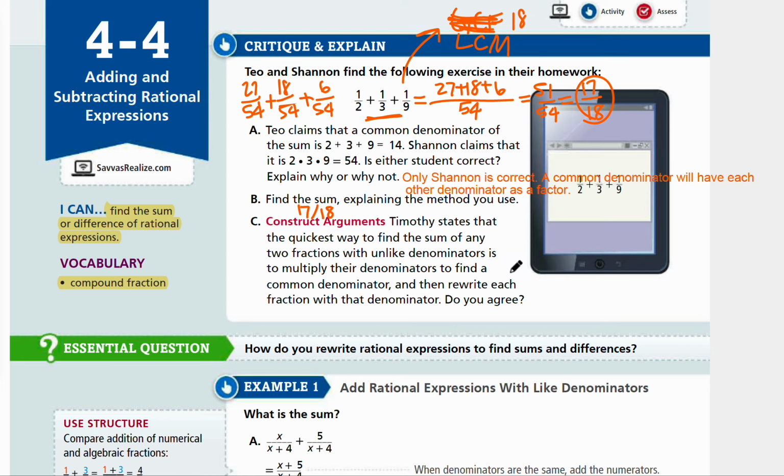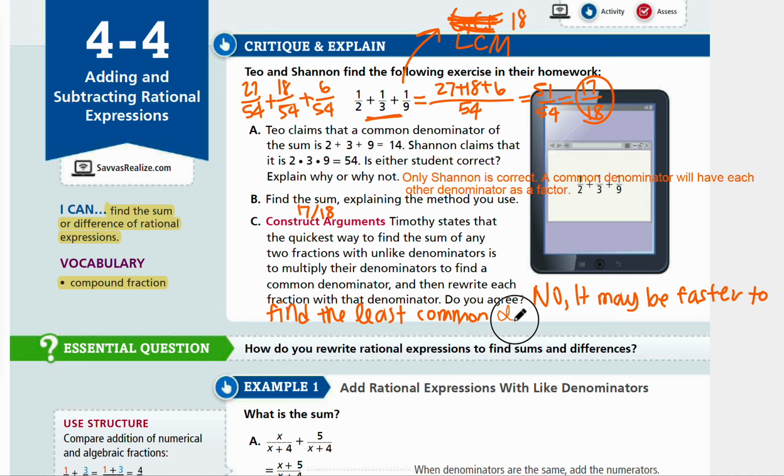So no, it may be faster if you just multiply all of them, it may be the LCM, but it may not be, like in this case. So you want to find the LCM, right? So no, it may be faster to find the least common denominator to solve it.